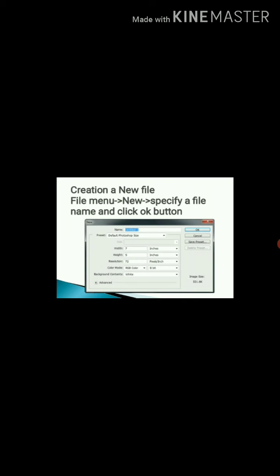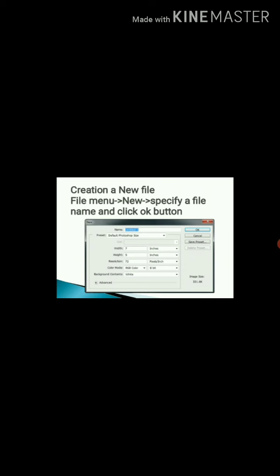Next is creation of a new file. How to create a new file? Same here, click on file menu. New dialog box appears. Specify a file name and click OK button. Like in name, here is the untitled one. It is a default file name. You can give the title of the file.